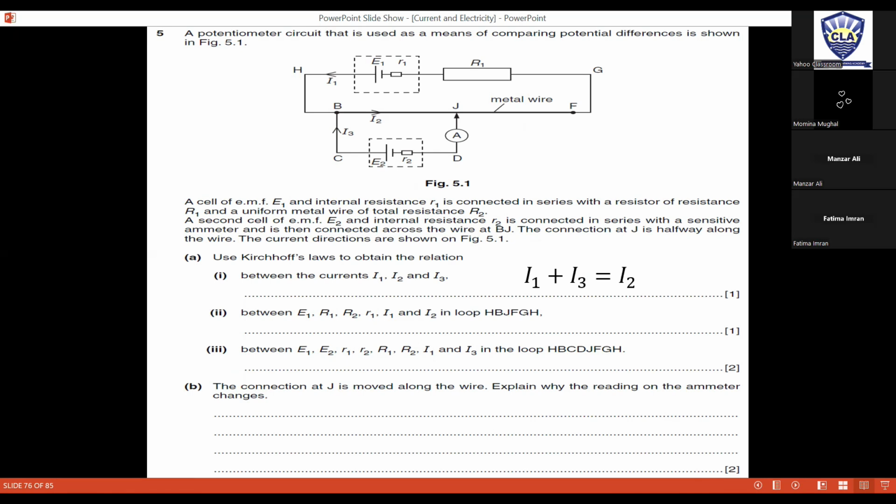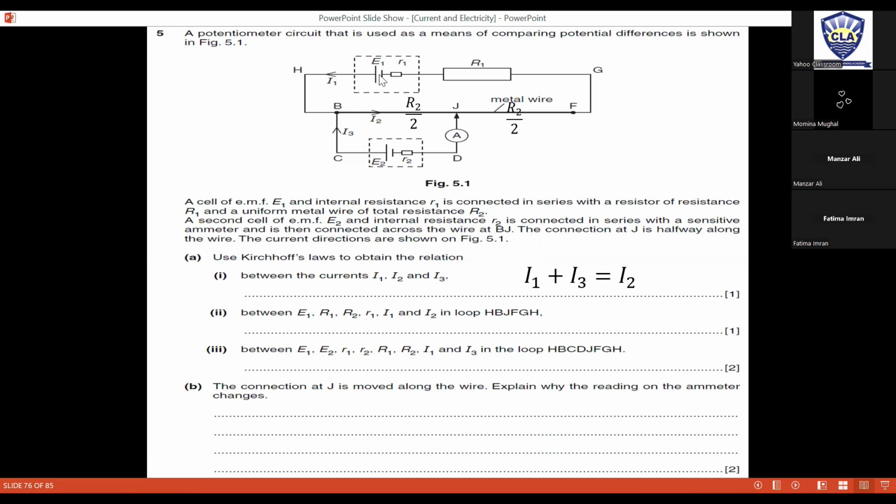Now look at the branch they are saying: H, B, J, F, G, that is the upper branch. In this case, B to F, total resistance is R2, and J is the midpoint. So BJ will be R by 2 and JF will also be R by 2. Only BJ has the current I2. The remaining circuit, whether on the left hand side or right hand side, will have the current I1.